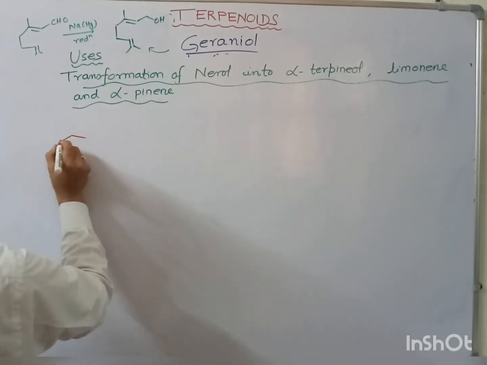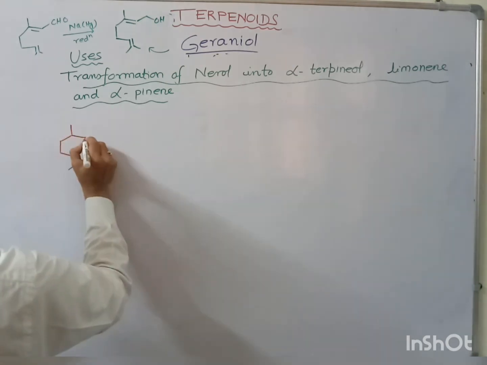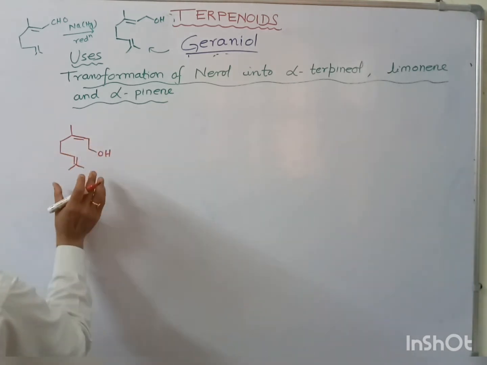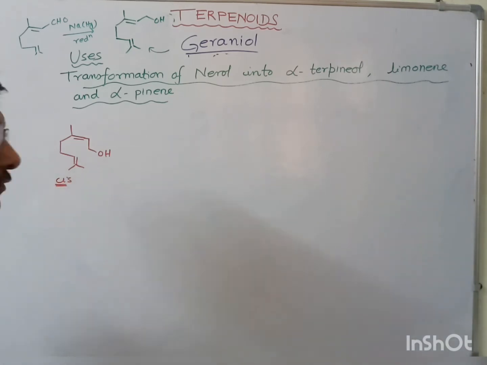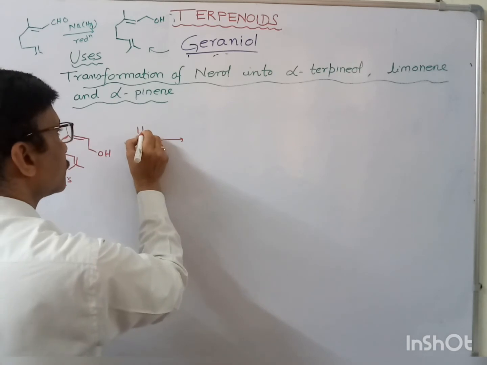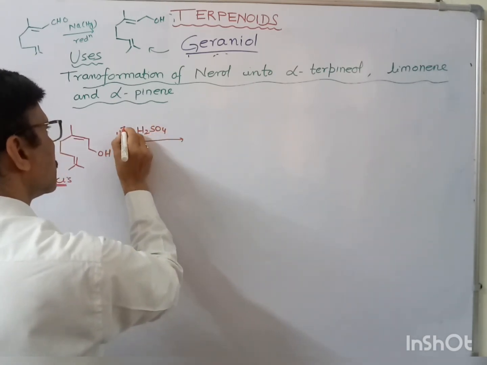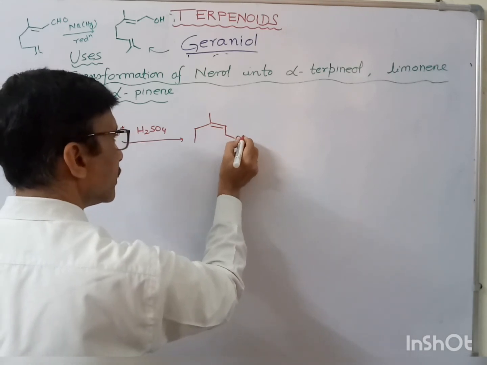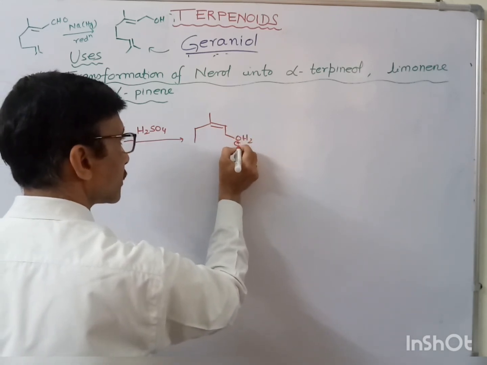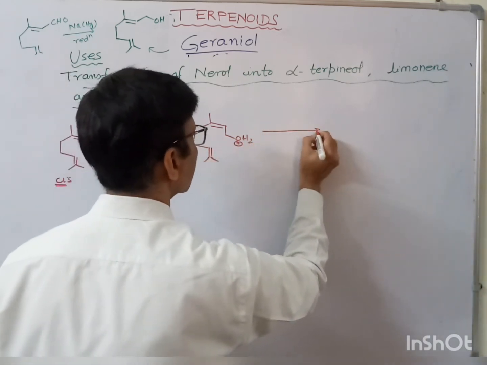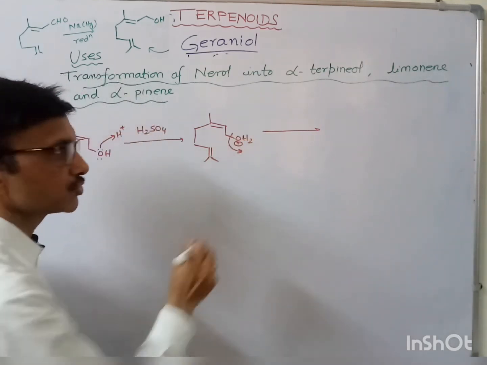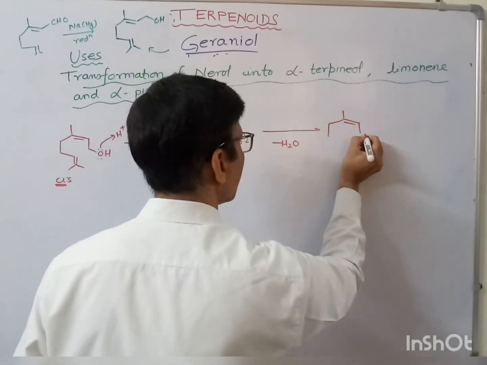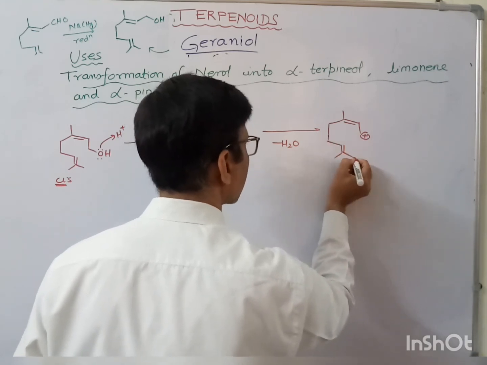So if you see, we have nerol, this is nerol, and this is cis form, cis nerol we can say. Now, in presence of this H2SO4, this oxygen will be protonated, and we may write here OH2 plus, and positive charge will come over here. Now further, this H2O molecule will be removed, being a good leaving group, and the positive charge will come over here, and like this.